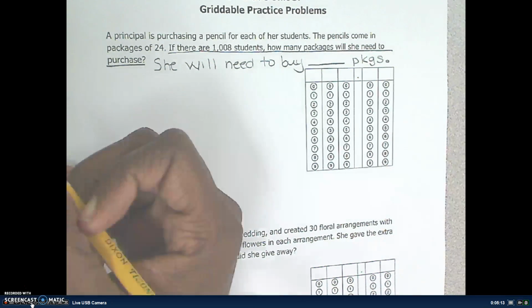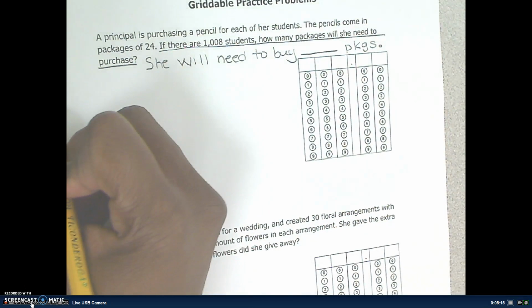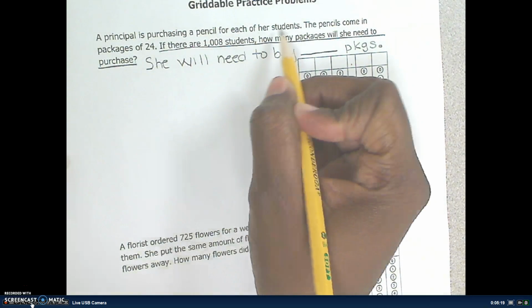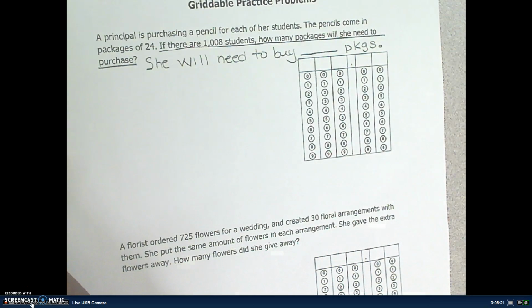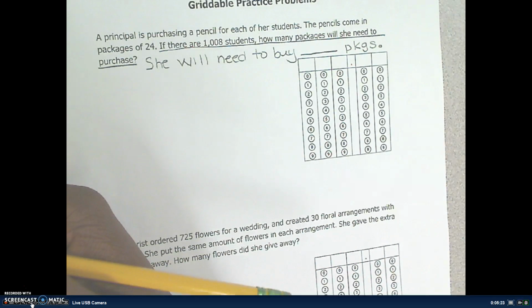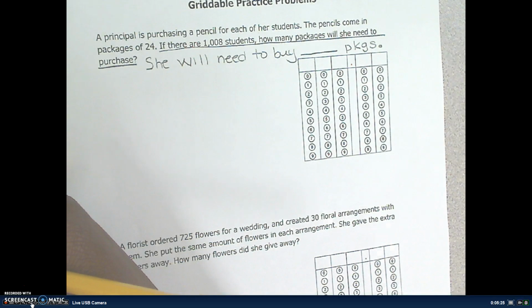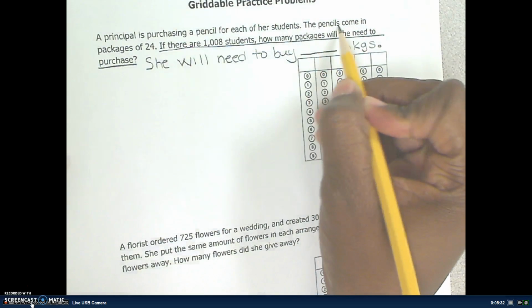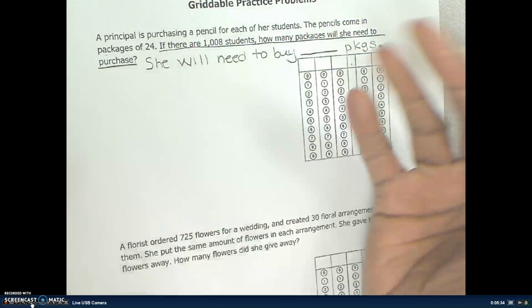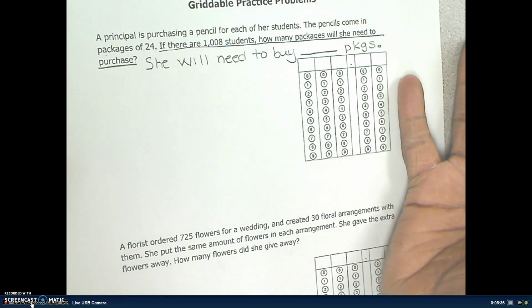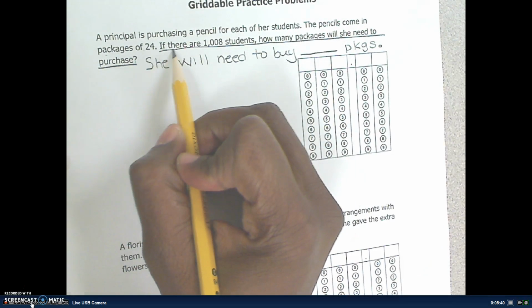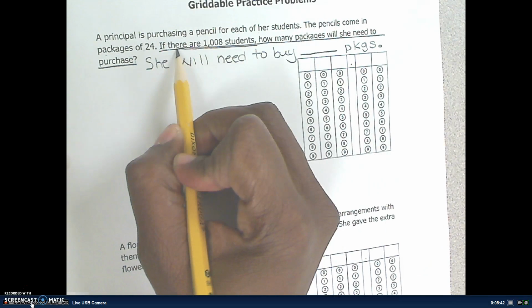Two, we're going to go ahead and quickly sketch our model drawing, taking it step by step. A principal is purchasing a pencil for each of her students. Okay, so that tells me in the school, say this was Sewell, Miss Marsh will be purchasing a pencil for every kid in the building. Okay, I got a picture of that. Next, the pencils come in packages of 24. So every time she buys a package of pencils, there's going to be 24 in the box. Got that part. If there are 1,008 students.